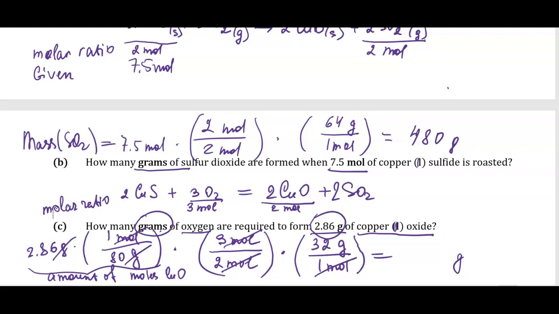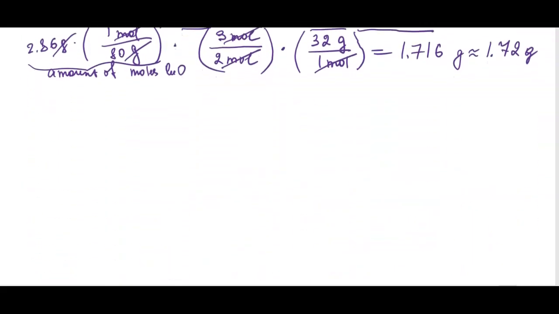And now I'm going to take my calculator and multiply all these. So I'm multiplying 2.86 by 1, dividing by 80, then multiplying by 3 and dividing by 2, then multiplying by 32. And I have 1.716 grams, and we need 3 significant figures because 2.86 grams of copper 2 oxide is given, so I need to round this result. It will be 1.72 grams. Okay, let's do another example.